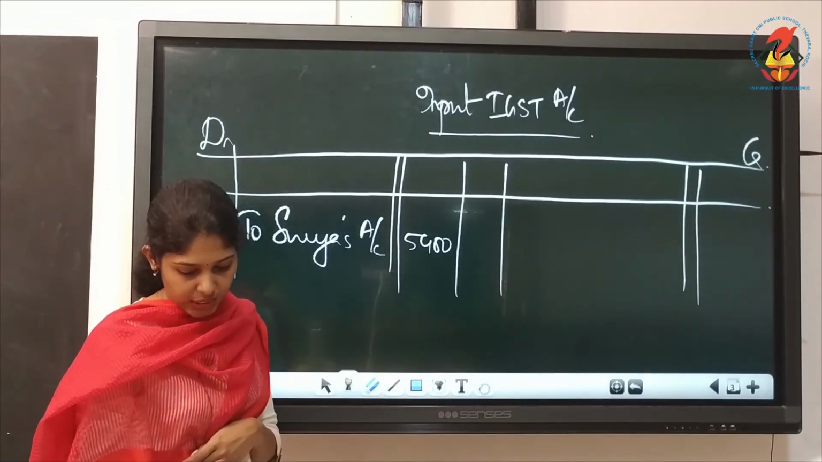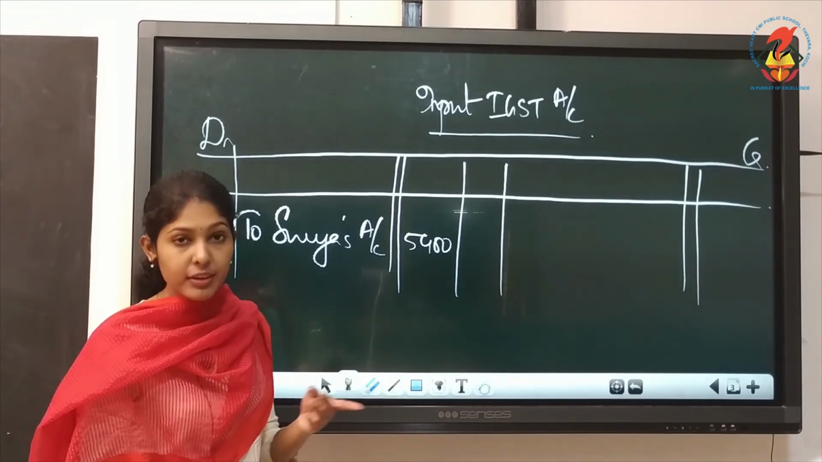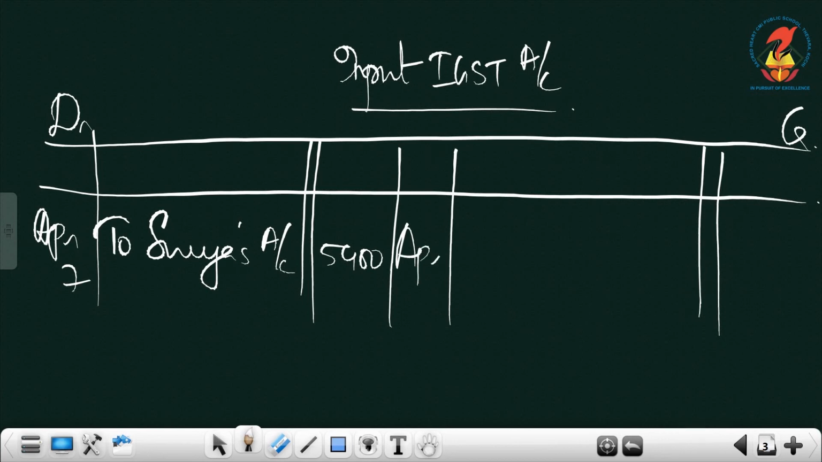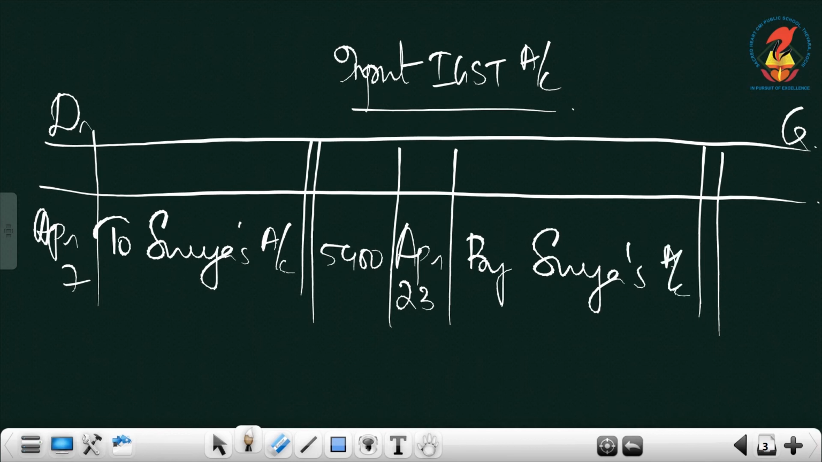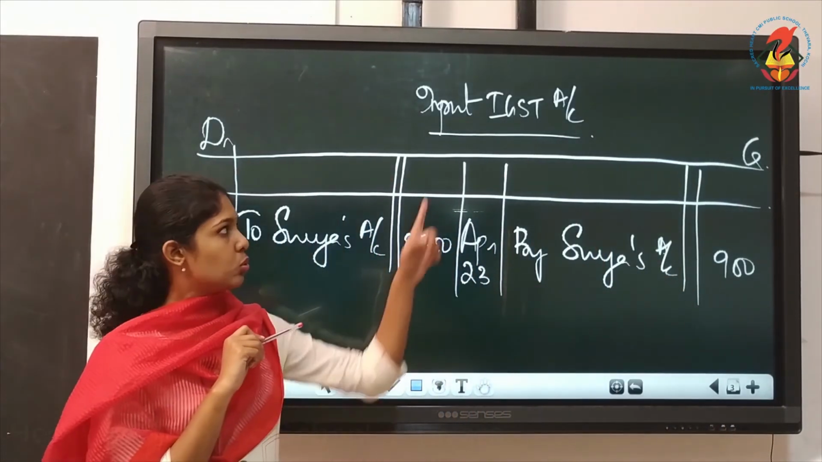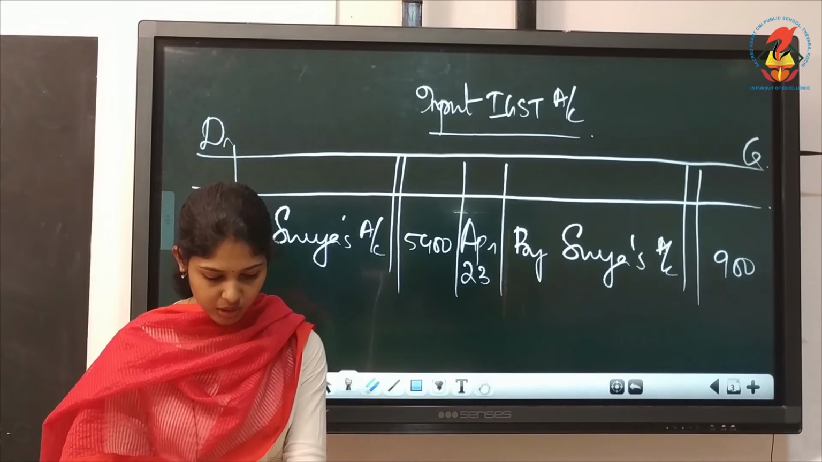5,400. Yes. Then IGST is getting credited on April 23rd. So write on the credit side, April 23rd, you must write "By" the name of the other account which has the opposite aspect, meaning you can write "By Surya" only. And the amount is the input IGST amount you must take, that is 900. Don't take Surya's amount, you are preparing the IGST account.